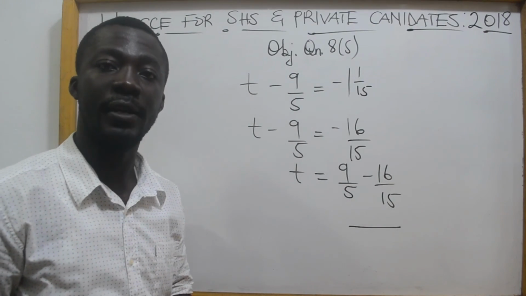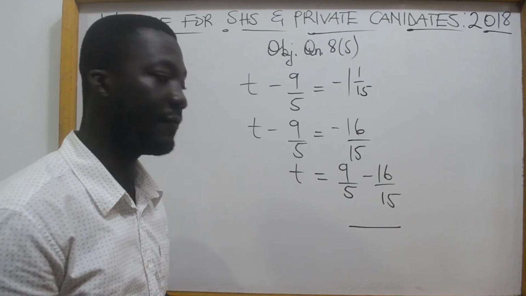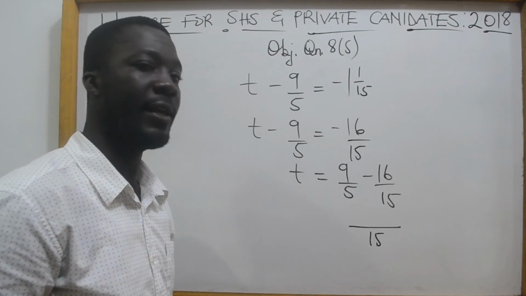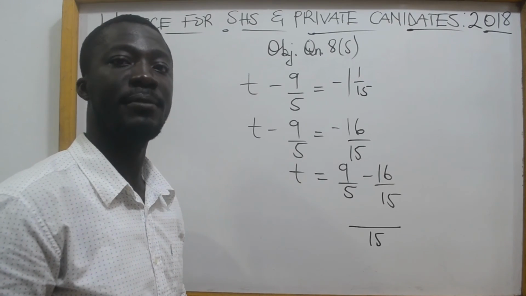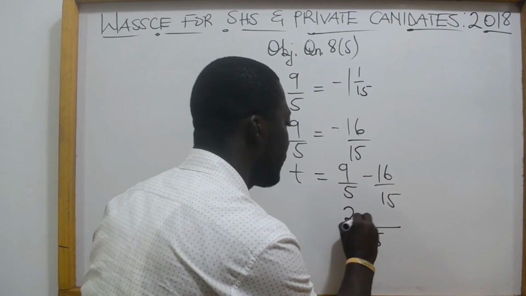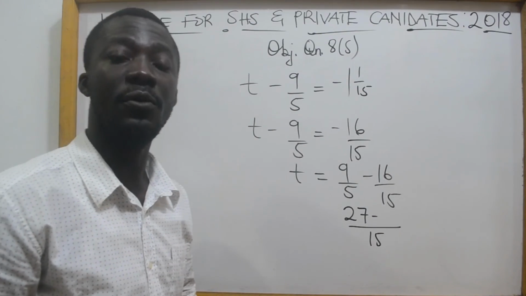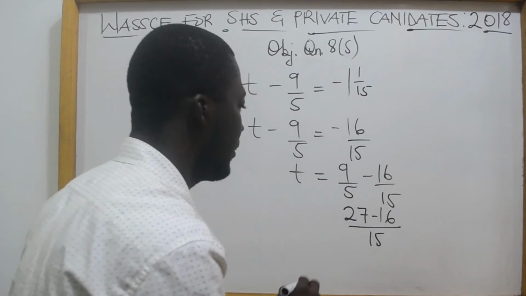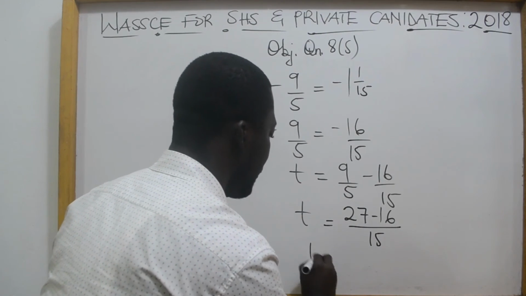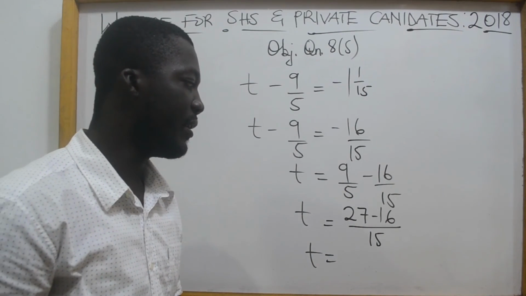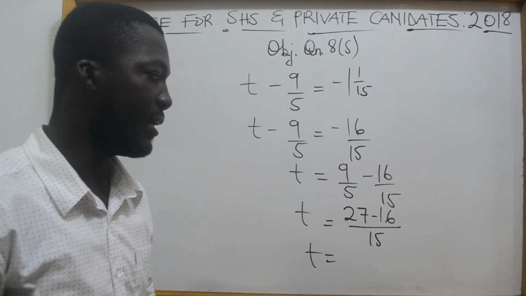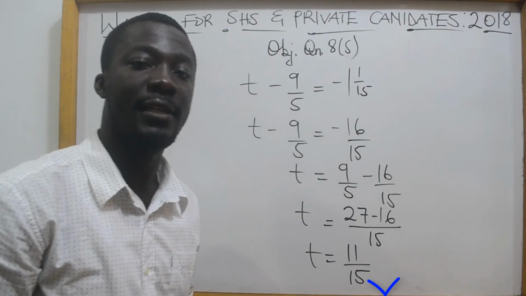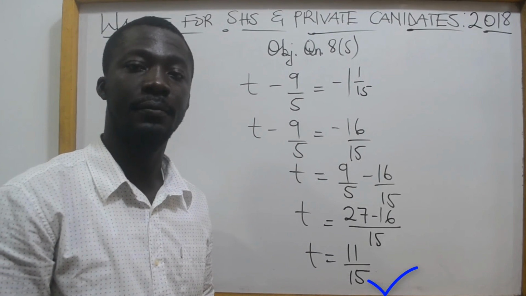The least common denominator or multiple here is 15. 5 and 15 is 15. 5 goes into 15, 3. And 3 times 9 is 27. Minus 15 goes into 15, 1. 1 times 16 is 16. So that's the value for t. 27 minus 16 is 11. So 11 out of 15, and that is the final value for t.